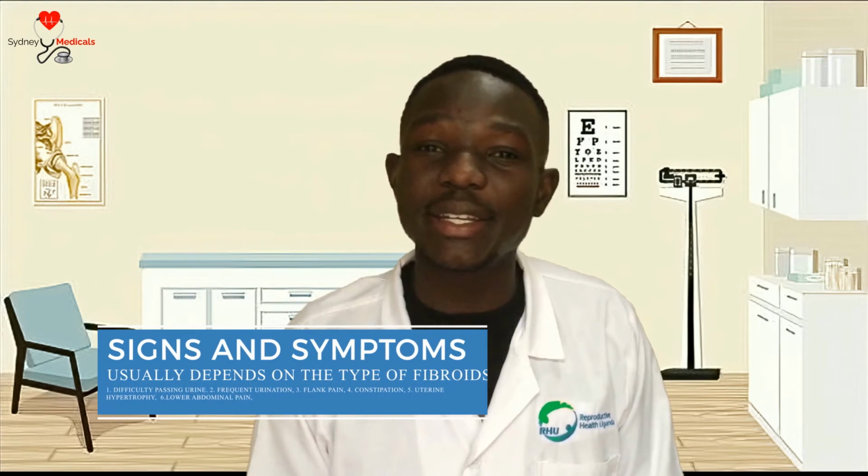So, the signs and symptoms of uterine fibroids, number one, usually depend on the type. If you have a fibroid that is towards the base, forming from the uterine cavity but close to the base of the urinary bladder, it is going to cause difficulty in passing urine, or you might even find it very hard to pass urine. Another one, we can have frequent urination. If it's exactly on top, compressing the walls of the urinary bladder, when the uterus expands because of the force being exerted by the fibroid and pushes against the urinary bladder, it's going to cause you what? Frequent urination. We have flank pain. We can have constipation.